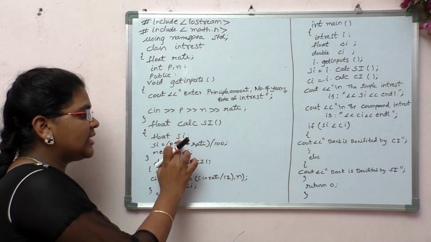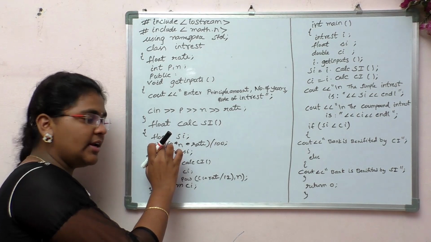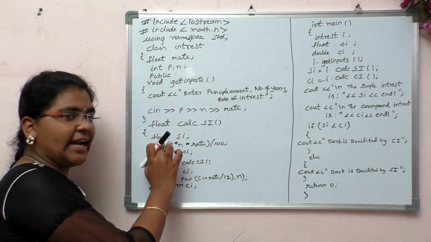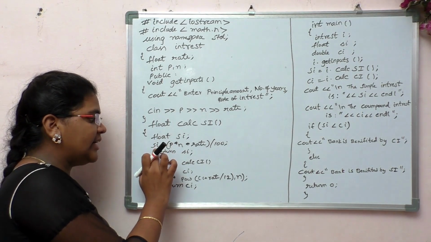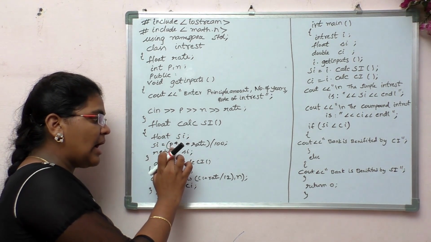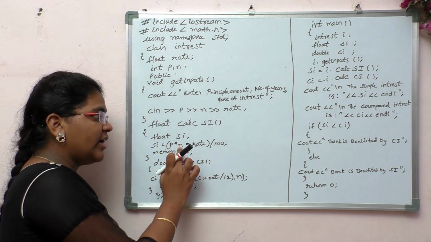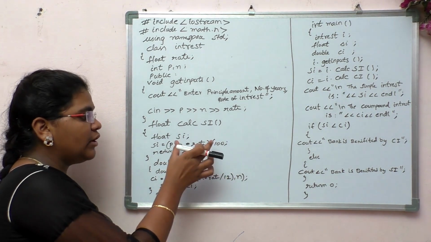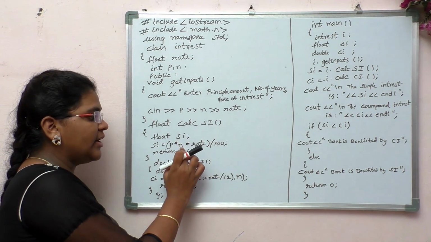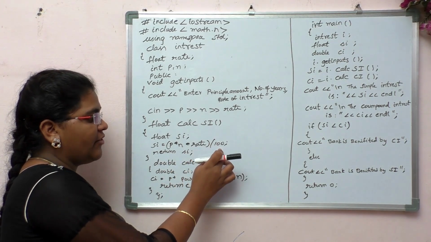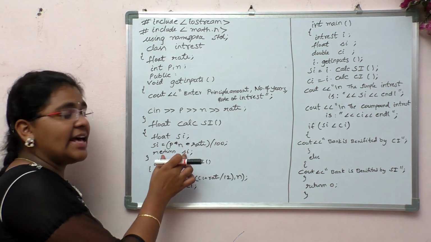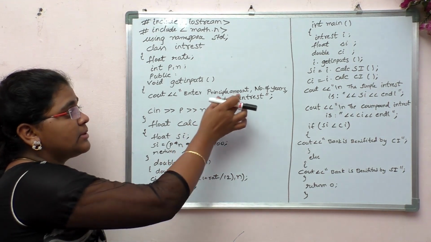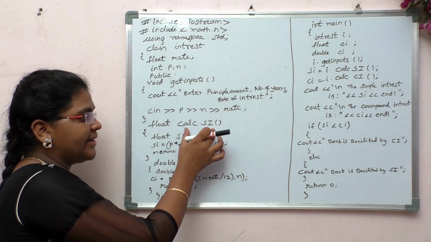And next, declaration of the method to find simple interest. Float, because simple interest may be in decimals, so we use the float data type. The formula for simple interest is principal amount into number of years into rate of interest divided by 100. So we use the formula p into n into rate whole by 100 and return SI. And next, the calculation of simple interest is completed here.